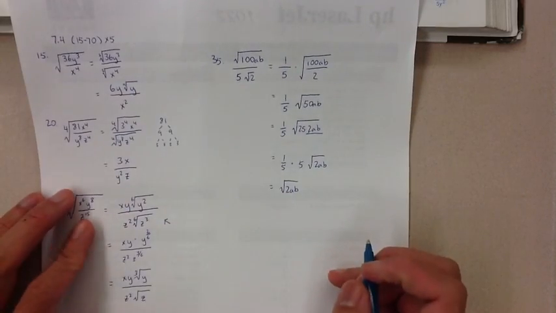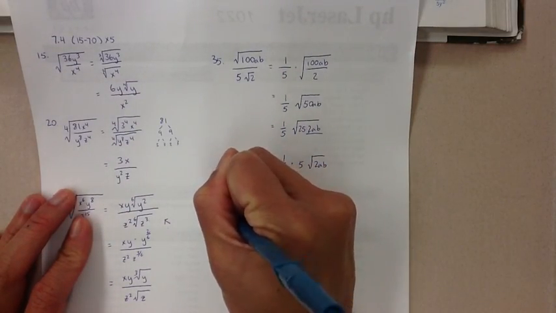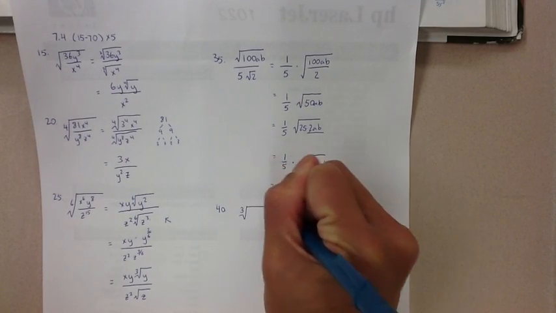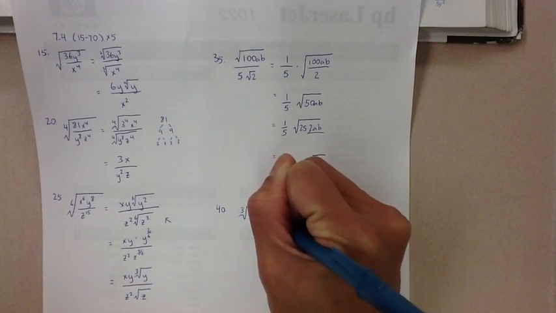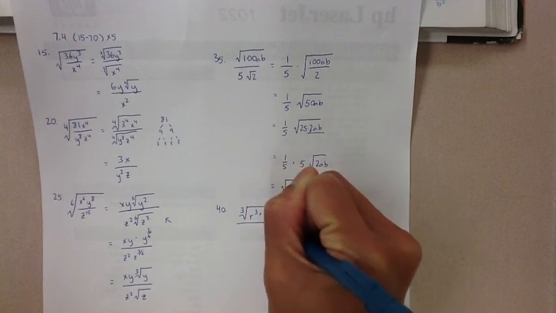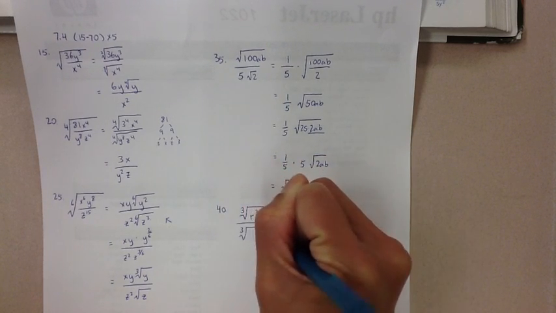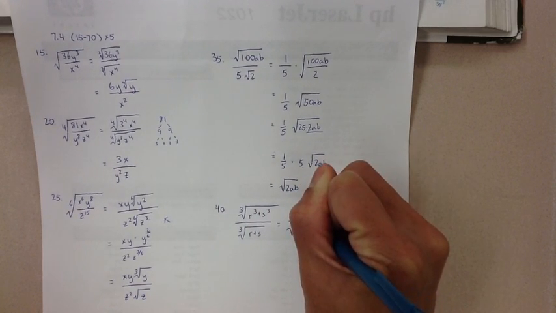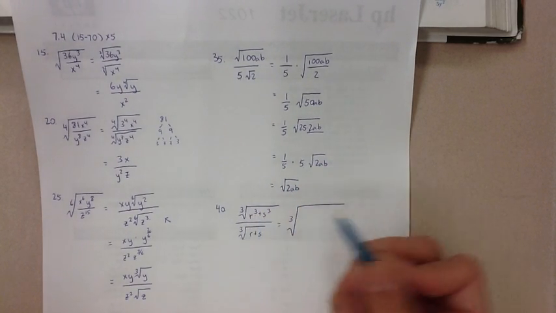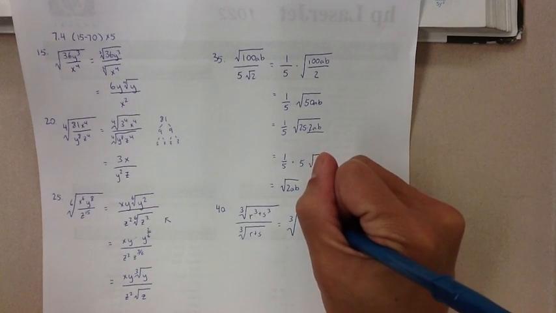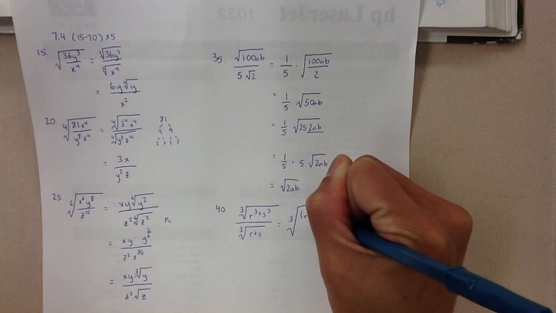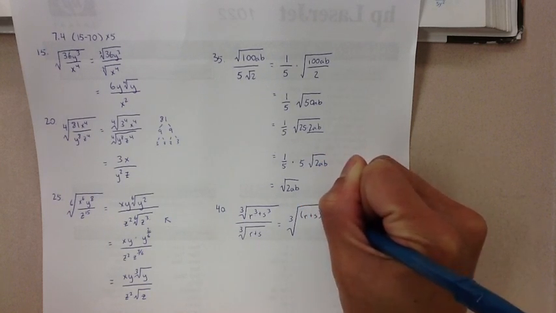Not too bad. I'm sure you had a question on 40, and on 40 it did say that a hint was to factor first before you simplify. We know that we're going to put this all under one radical, so I'm going to do that first. Remember, r cubed plus s cubed, what is the factoring of a sum of cubes? It is the first term plus the second term.